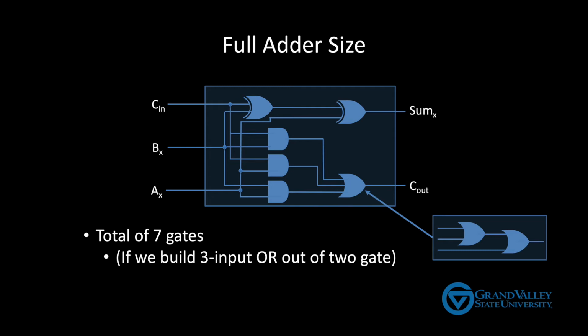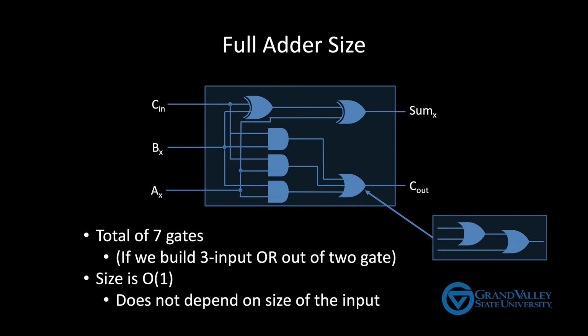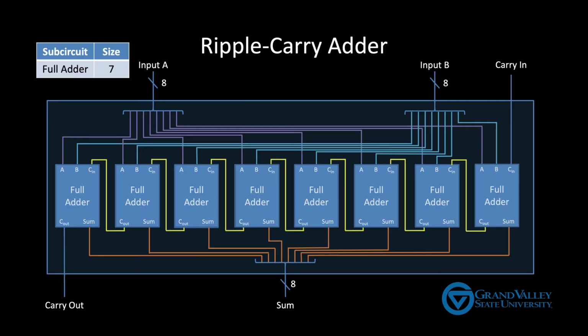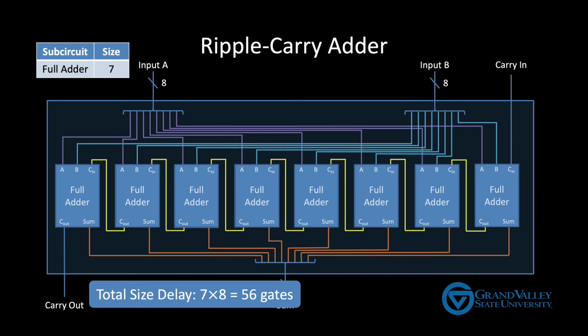Now, overall, we call this big O of 1 because the number of gates needed is constant. It doesn't depend on the number of bits in the ripple carry adder's input. This full adder is the same regardless of whether it's part of a 4-bit adder or a 400-bit adder. That means that this 8-bit ripple carry adder uses 56 2-input gates, and the general ripple carry adder design has a size that grows linearly with the number of inputs.